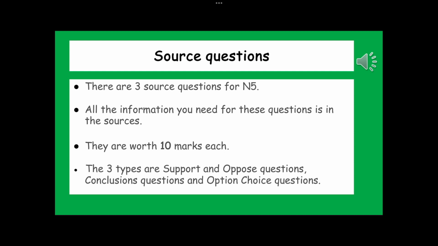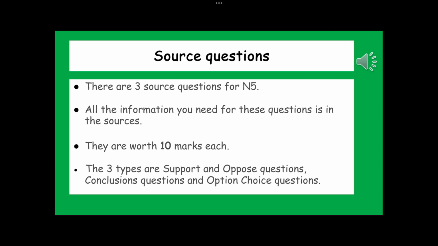Alright, so now we've looked at the describe and explain questions and how to answer them. We're going to move on to the source questions. So first I'm going to talk to you a little bit about how the source questions are structured in the exam. There are 3 source questions in the National 5 Modern Studies exam paper.